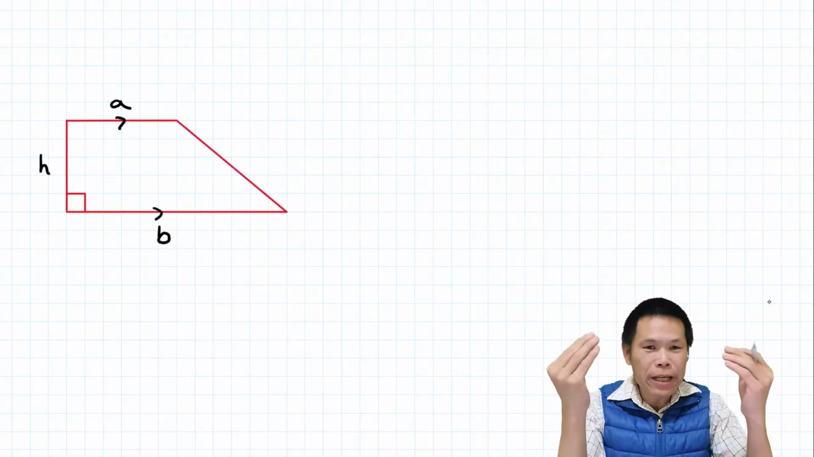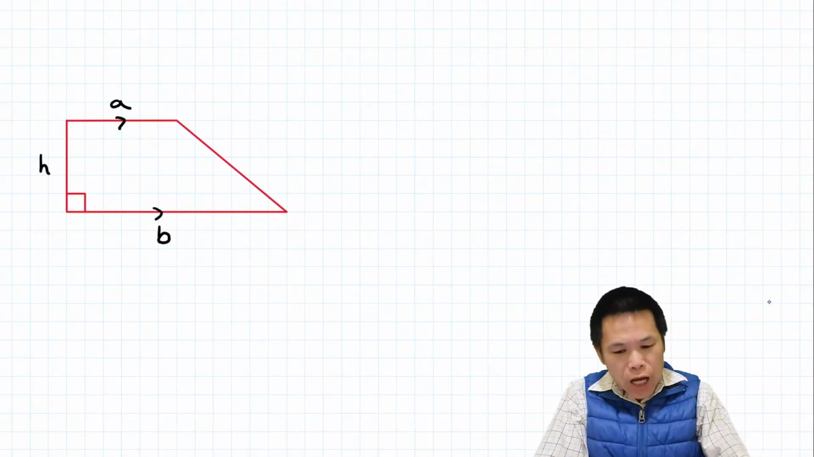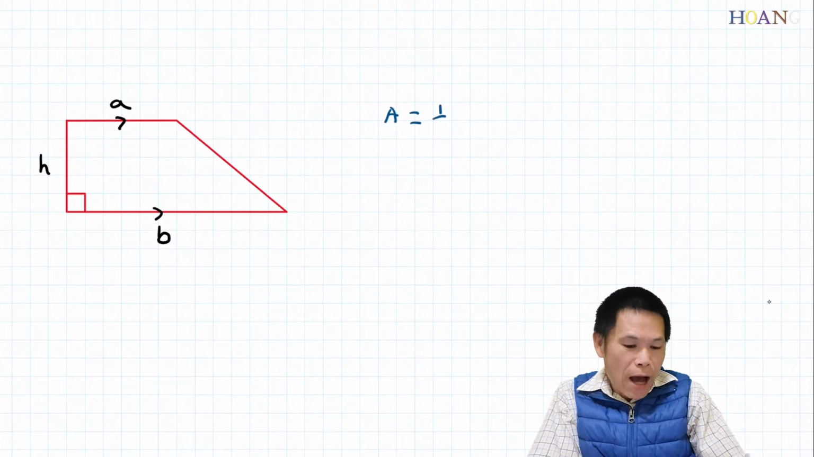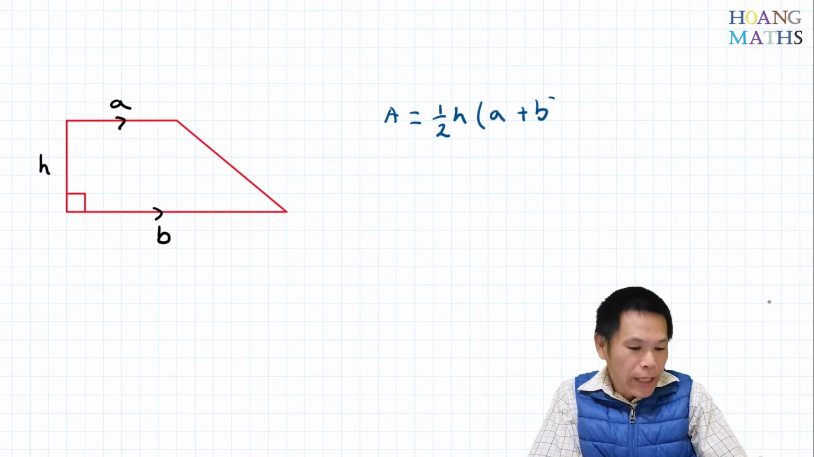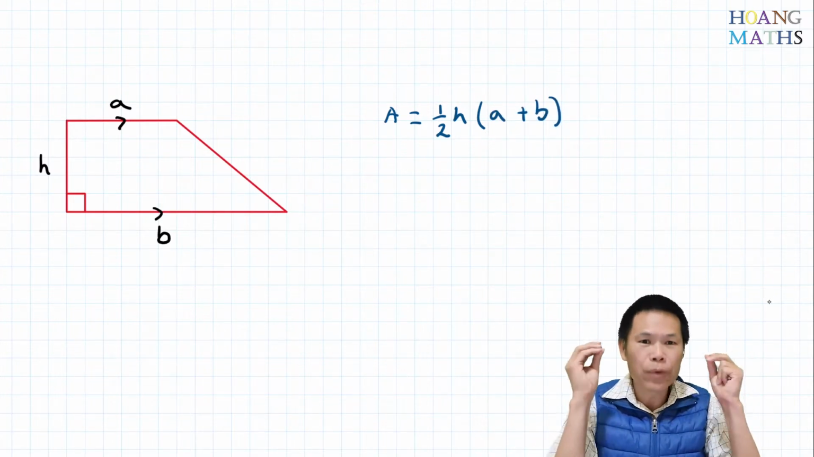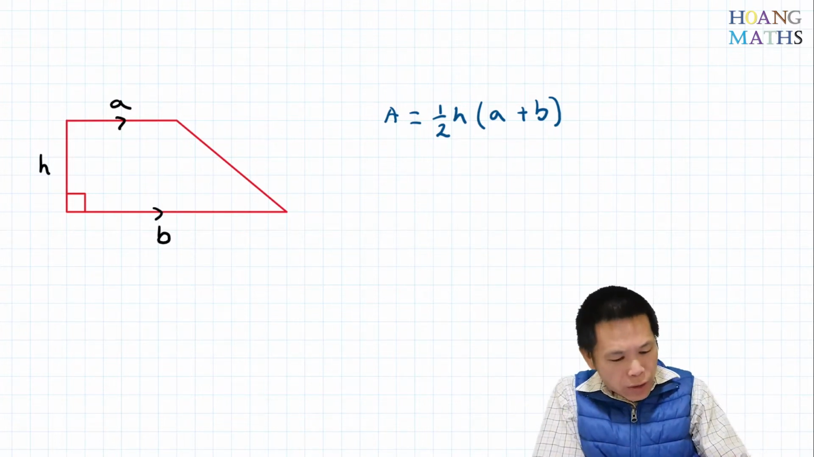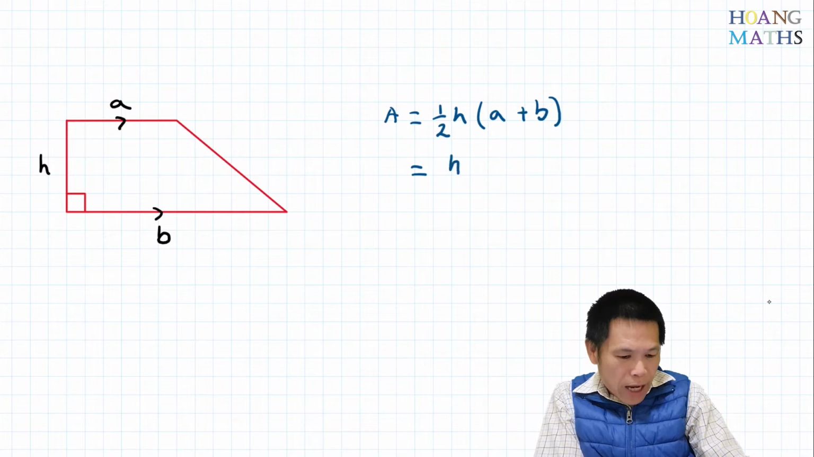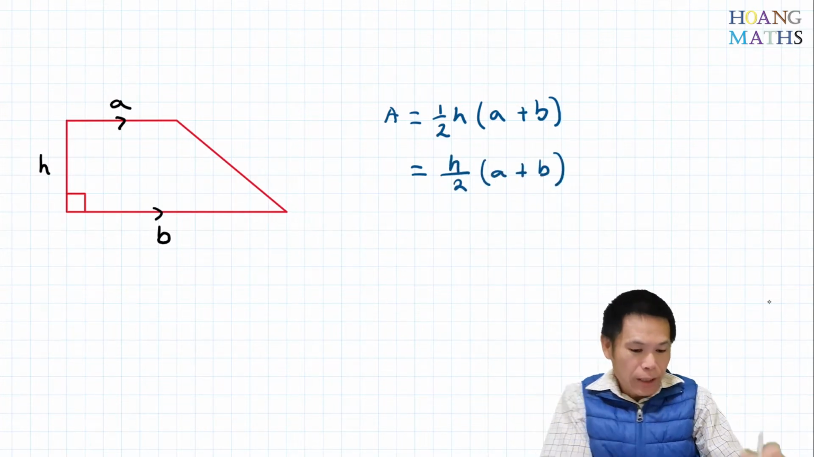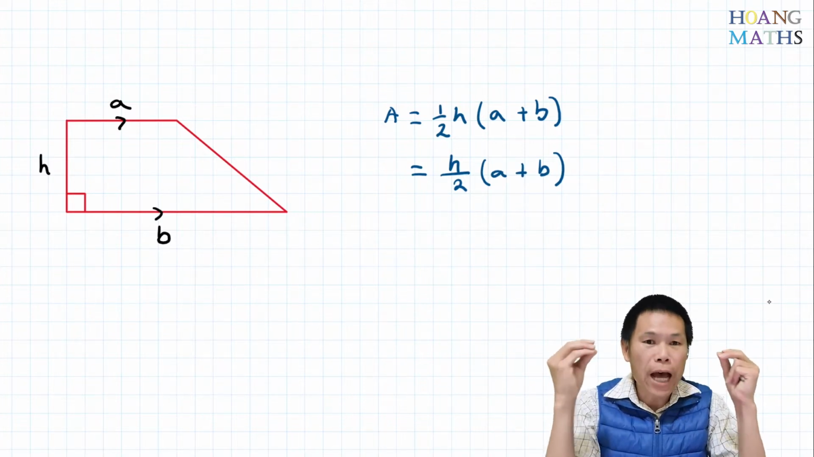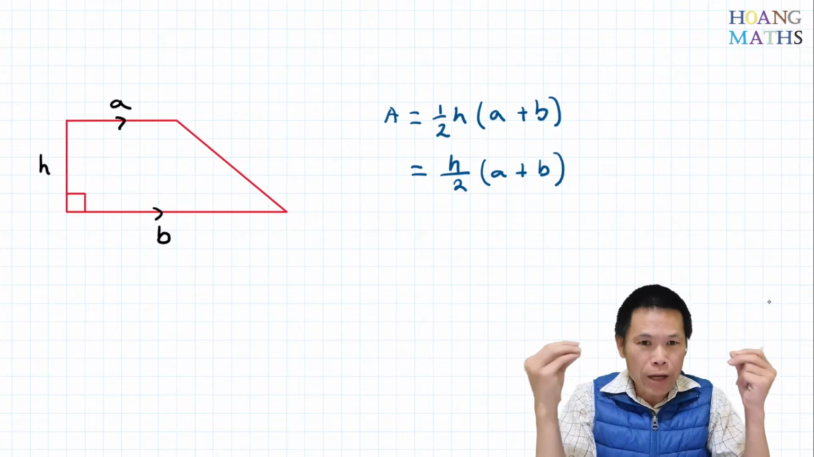So we have a trapezium here. We know that the area of a trapezium is equal to a half of h and a plus b, okay? So the two parallel lines add together, we times the h and we have it. We can also write it like this: h over 2, a plus b. There you go. So remember that the area of a trapezium is h over 2 and a plus b.